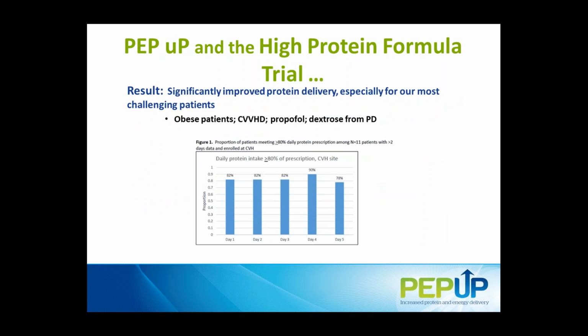The results of that trial showed that we were successful. We were able to significantly improve our protein delivery, especially for patients like Mr. F, who are extremely challenging. Other types of patients that seem to benefit are obese patients, patients on CVVHD, and patients receiving propofol, and we've all had patients where this is one and the same person. And of course, patients like Mr. F who are getting calories from dextrose.